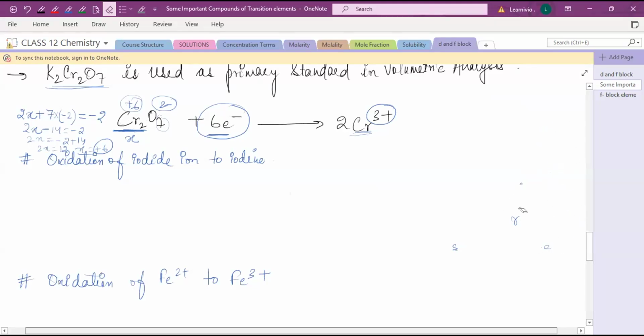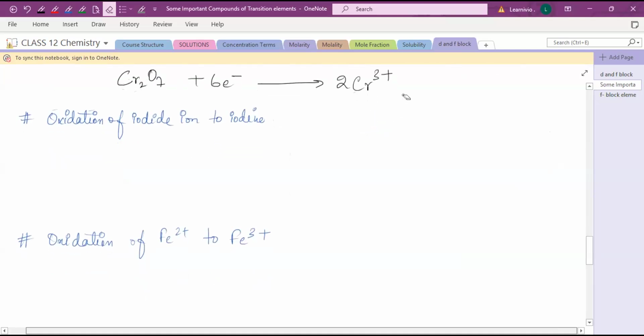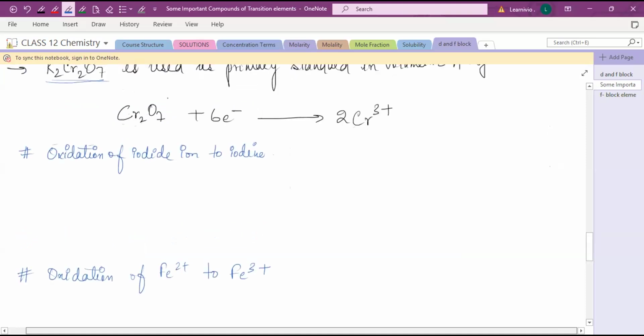Okay, so chemical property. This potassium dichromate is used to oxidize iodine ion to iodine. Now let's see this. Here you can see the oxidation of iodine ion to iodine. What is iodine ion? Iodine ion means I minus. So it will oxidize. What is oxidation?